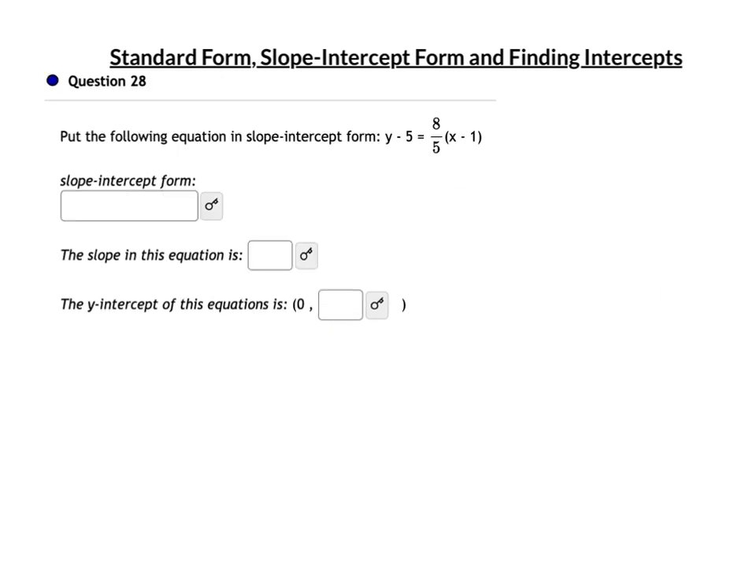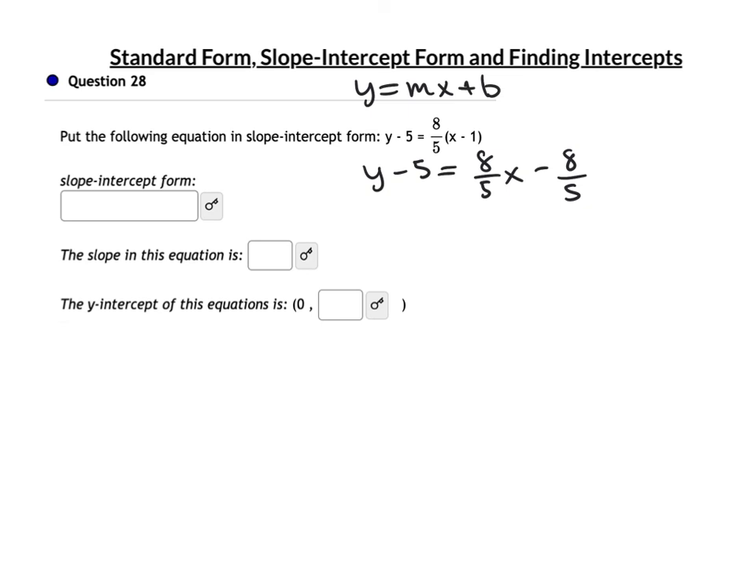One more example. This one's a little messier, but just a little bit. Again, you might want to use Desmos if you have to add fractions. We are going to create y equals mx plus b and get y by itself. The first step is to eliminate the parentheses. Y minus 5 equals 8/5 times x is 8/5 x. 8/5 times 1 is 8/5.